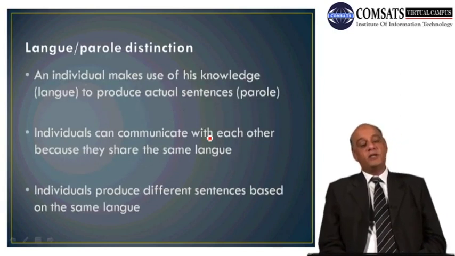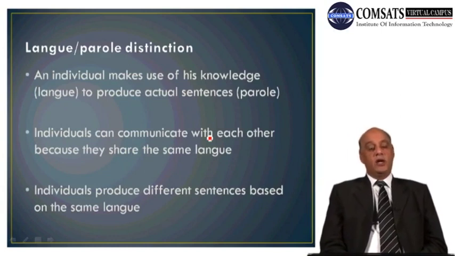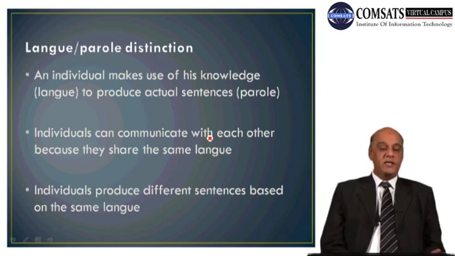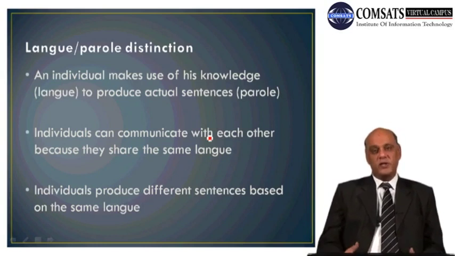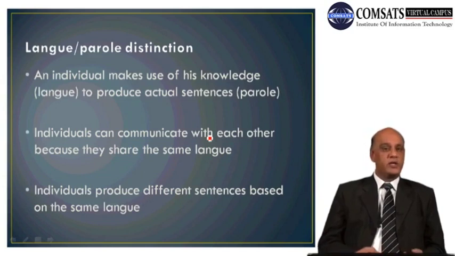Now moving on, we see that an individual makes use of the knowledge to produce actual sentences. To put it in a very easy sentence, an individual makes use of the knowledge which is stored in his mind, which is the agreed upon knowledge, the agreed upon conventions, the agreed upon rules by the different members of the society, and an individual uses that knowledge to do what? To produce actual sentences, which is of course called parole.